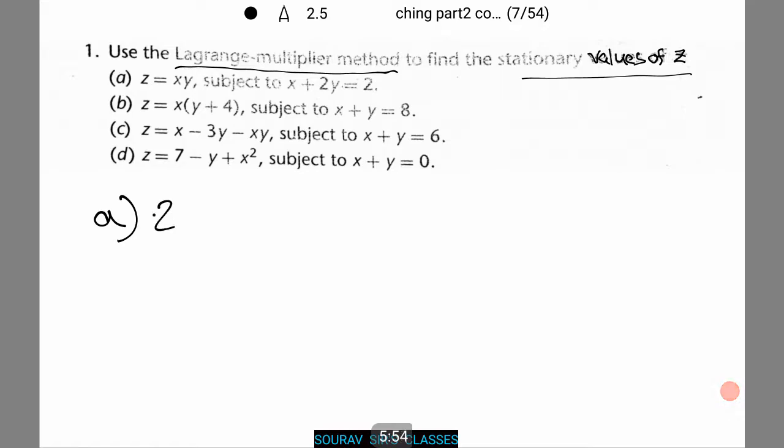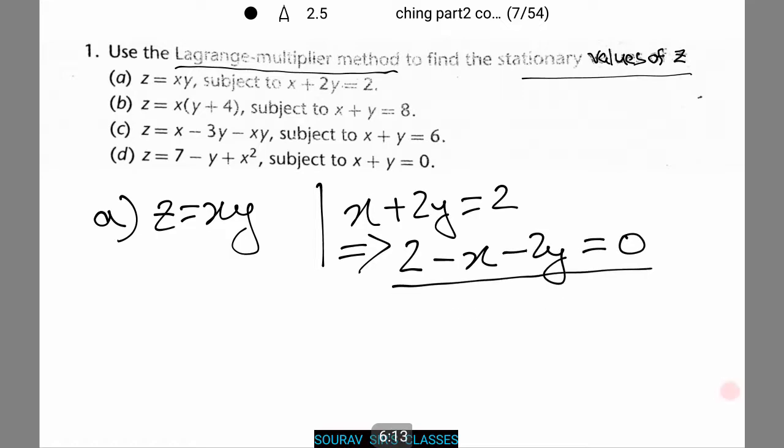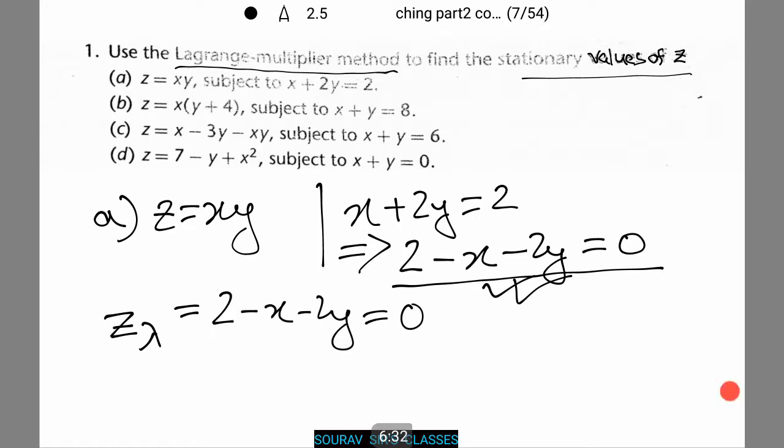A is given as z equals xy. We are given the condition that x plus 2y equals 2. Now for ease, let's always write it like 2 minus x minus 2y equals 0. This equation is always very important because this is what you use to form the Lagrange. Let's assume the Lagrange equation as z lambda equals 2 minus x minus 2y equals 0.